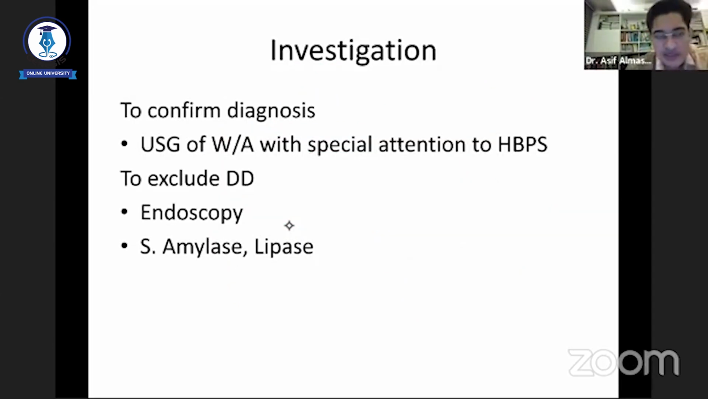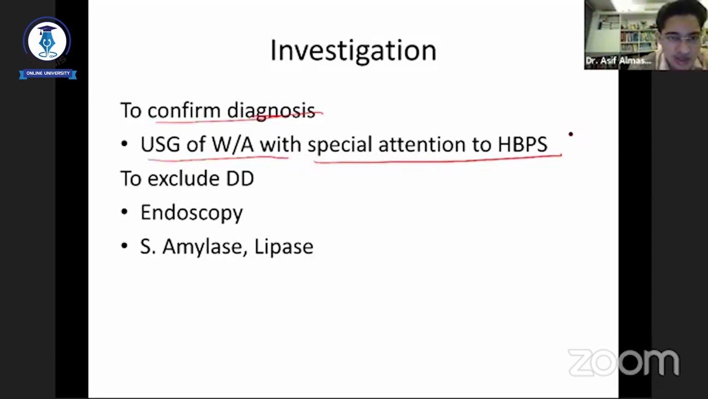So what are the investigations that we'd like to do? First, to confirm our diagnosis, the best investigation is the ultrasound of the whole abdomen with special attention to the hepatobiliary and pancreatic system. If you think the patient has a peptic ulcer disease, you may go for an endoscopy. If you think the patient has pancreatitis, you may think about amylase and lipase. If you remember, lipase is more specific than amylase for pancreatitis.